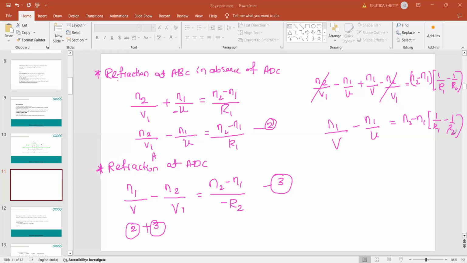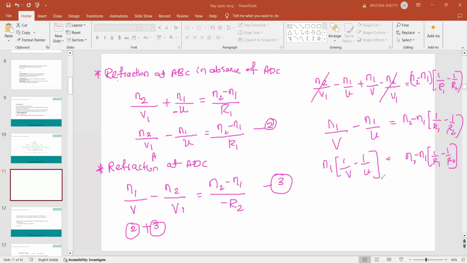Yes, see. So the remaining term is N1 by V minus N1 by U is equal to N2 minus N1 into bracket 1 by R1 minus 1 by R2. Okay, so again, what is common here? N1 is common, right? So what is remaining? That is 1 by V minus 1 by U is equal to N2 minus N1 inside the bracket, 1 by R1 minus 1 divided by R2. Okay, so what is 1 by V minus 1 by U?